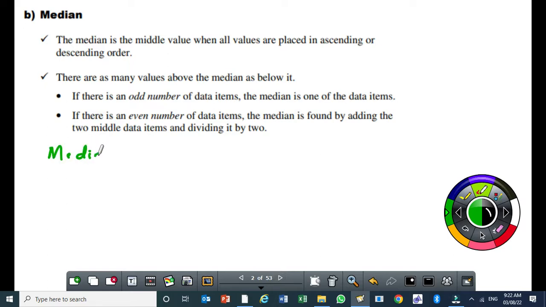The median position. Please take note that this is not the median itself, but the position of the median. It will always equal n over 2. Let's start with the first case, where it's odd. It will be equal to half times n plus 1. That's the position of the median.